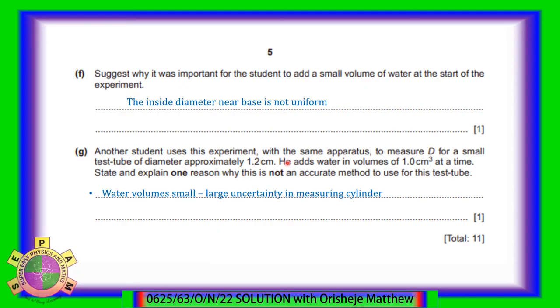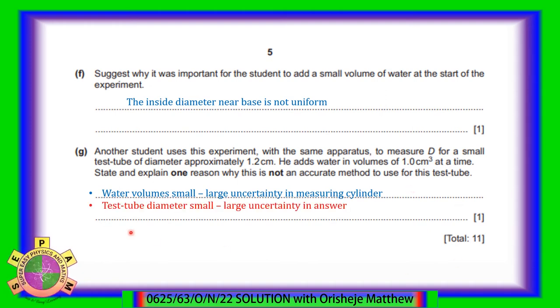Another student used the experiment. State one reason why this is not an accurate method to use for this small test tube. Now, if the test tube is not a big one and you are using a small one, the water volume is small. The volume that you are adding raises the level by 1 cm, so there is larger sensitivity in measuring the volume inside the cylinder. Okay, as you want to measure this volume, it is difficult for you to get it accurately.